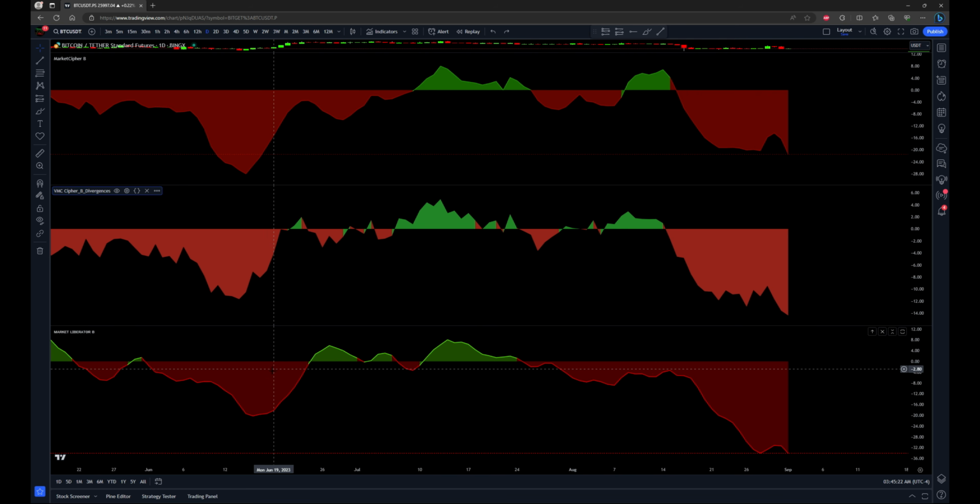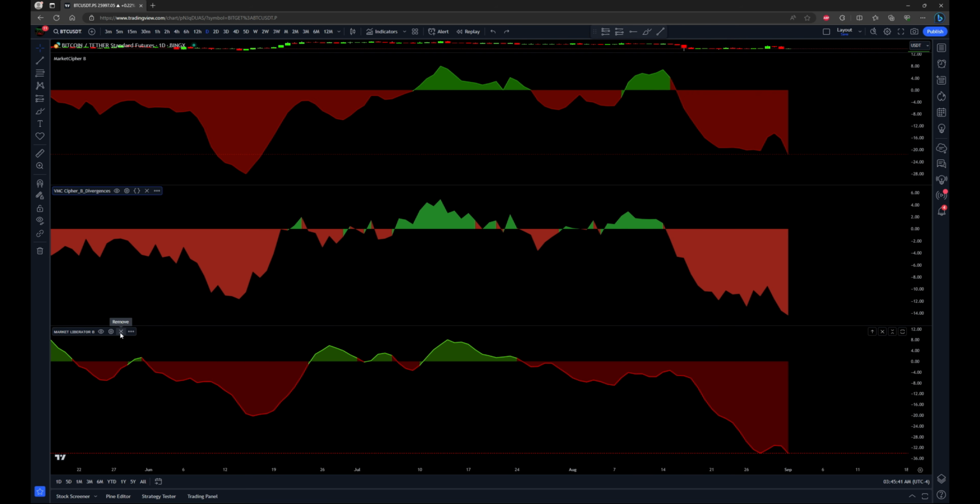So it's not like the original Market Cipher B. There's something that is different, although somewhat similar overall. It is, in fact, different. This looks more smoothed, just a little more smoothed than the Market Cipher B, but we can't do anything about changing the settings on this, so we just have to take it as it is.